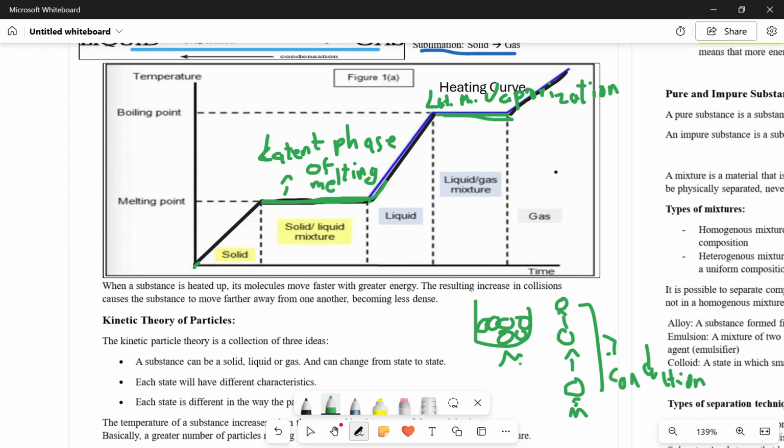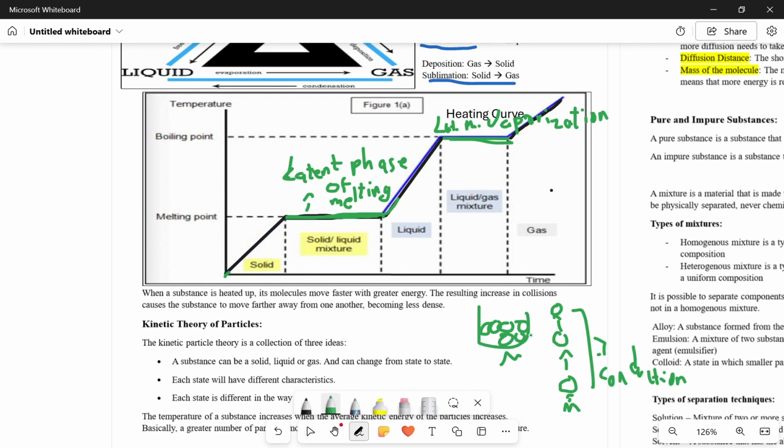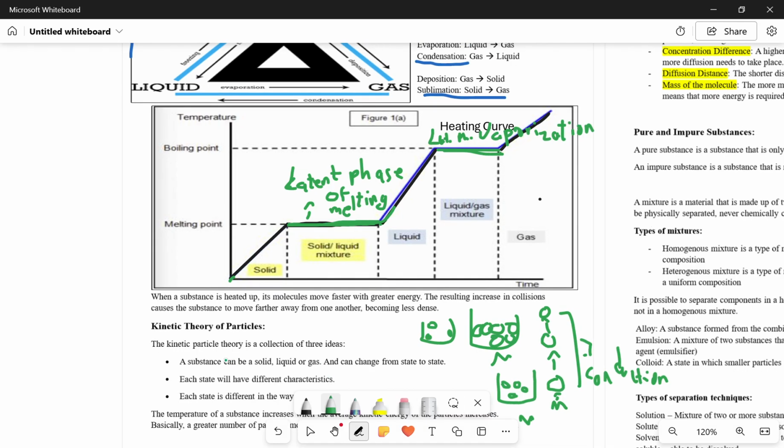Now they start moving apart, and then they become liquid. When they become liquid, if you again supply heat, those bonds start breaking again, and then they become gas, really, really far apart.